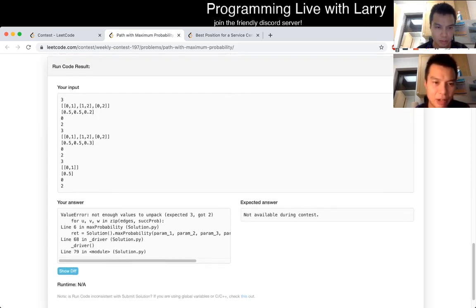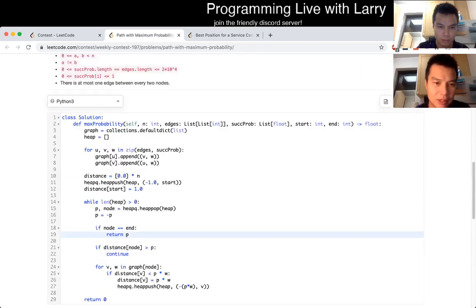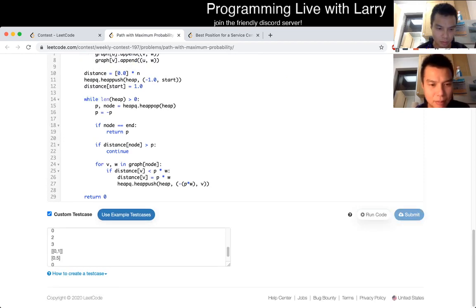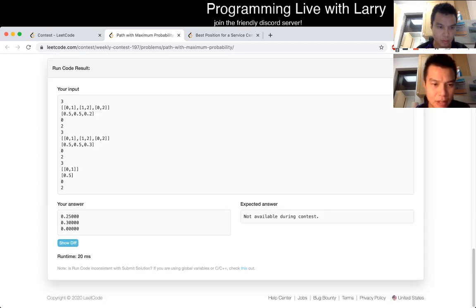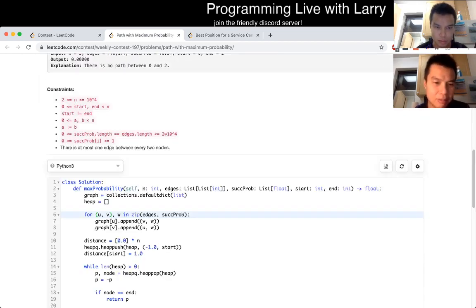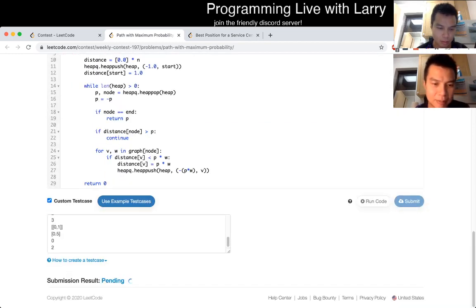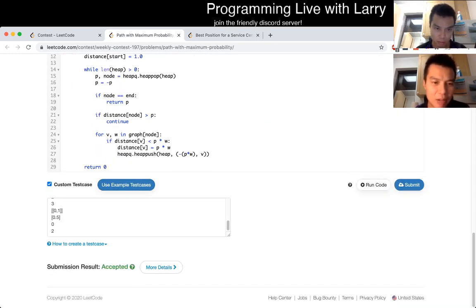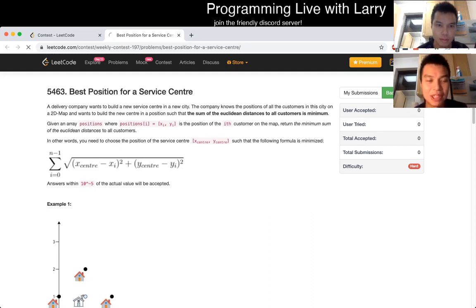I have to unpack correctly for my for loops. I think that's mostly it. Maybe I don't remember. Let's see. Yeah, it looks okay. It looks to match the example, so I submit it. Wasn't 100% sure on that one, but that looks good. Feels good. Best position for service center.